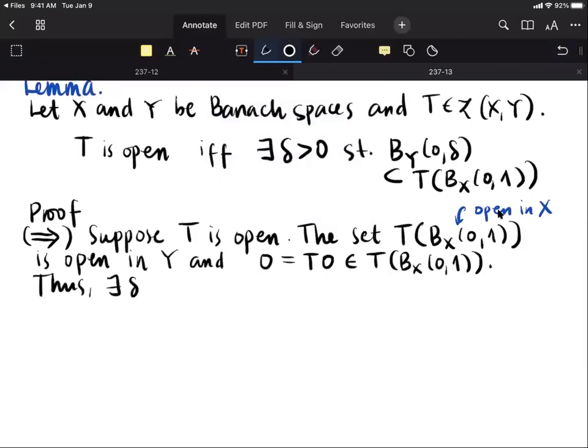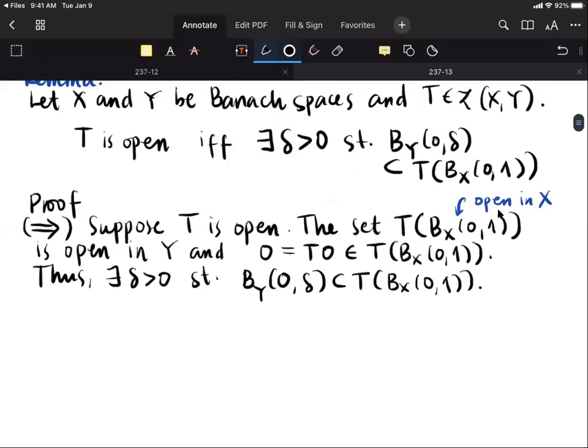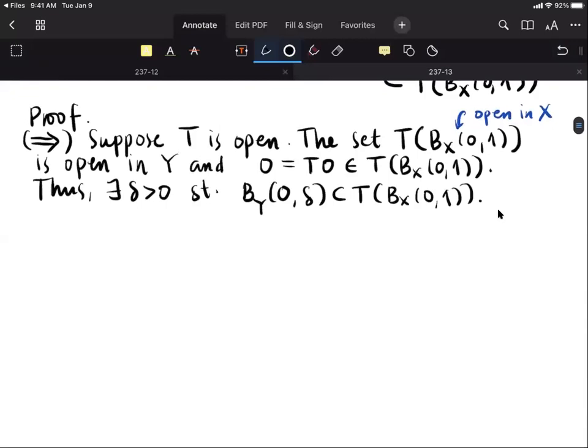we can find a delta greater than 0 such that the ball centered at this 0 in Y with radius delta is a subset of this open set. And this is what we wanted to have. So that's the easy direction. The reverse direction can be established by scaling and translation.